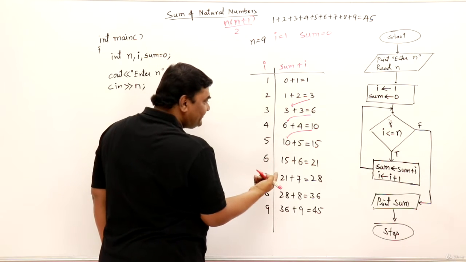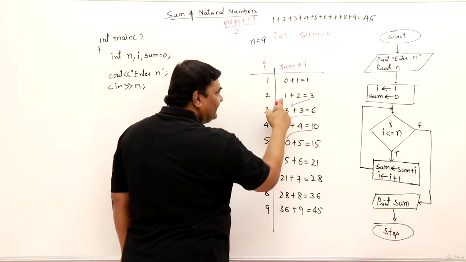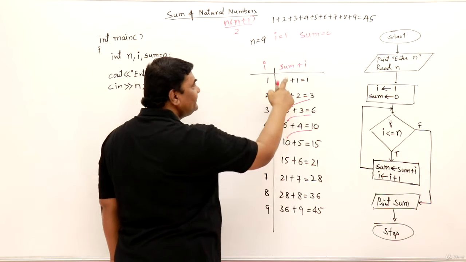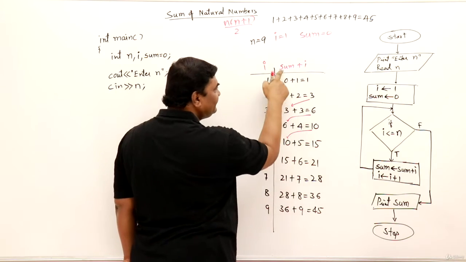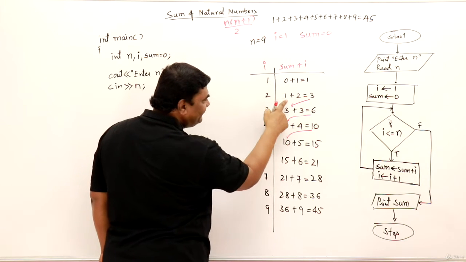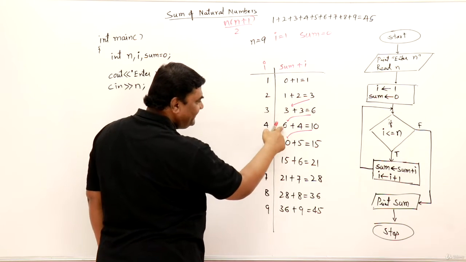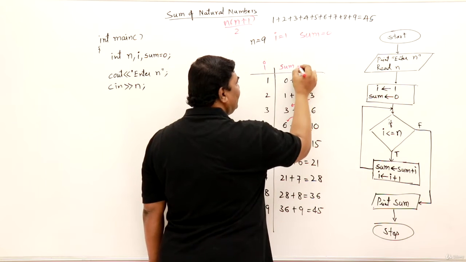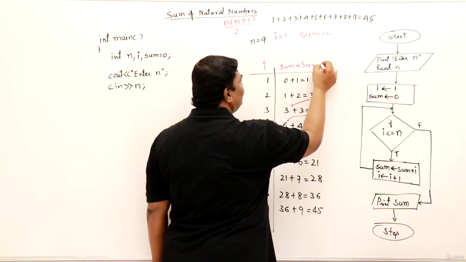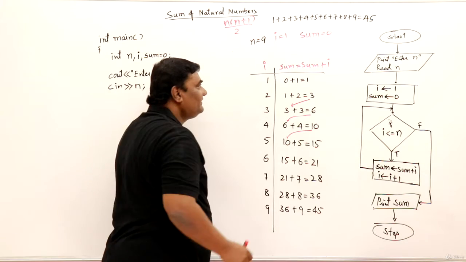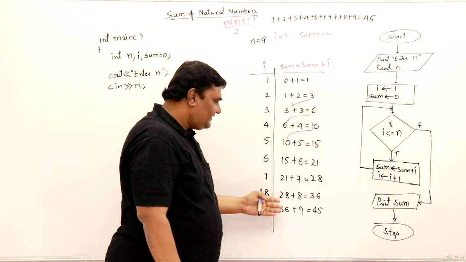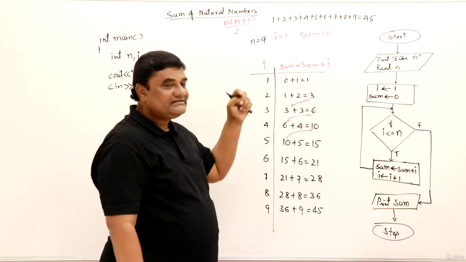Then where is the result stored? See, these two are added and this result is used again in the next step. So this result should go into the sum only. Sum was initially 0, then sum became 1, then sum became 3, sum became 6, and so on. So it's getting added to sum. So I should write it like this: sum assign sum plus I. That's it. So that statement we got from this data, from the observation.